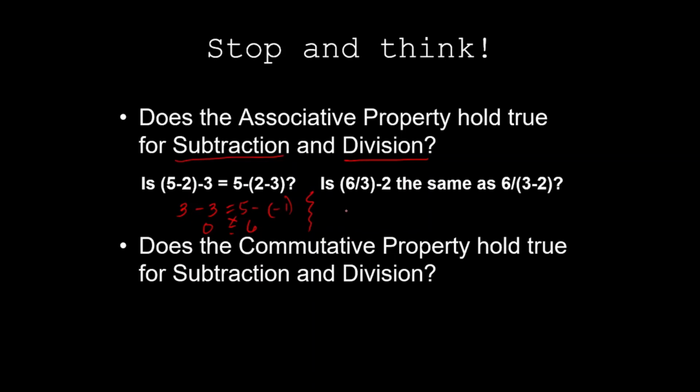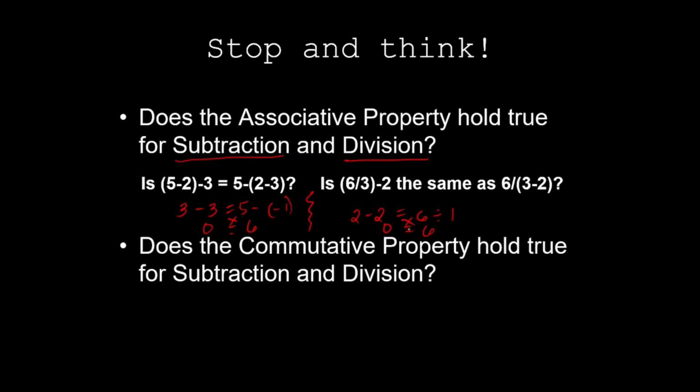How about division? Let us have 6 divided by 3, divided by 2. 6 divided by 3 is simply 2, divided by 2 is 1. Is it the same with 6 divided by (3 divided by 2)? What is 3 divided by 2? 1.5. 6 divided by 1.5 is 4. So, basically, it does not hold true kay division.